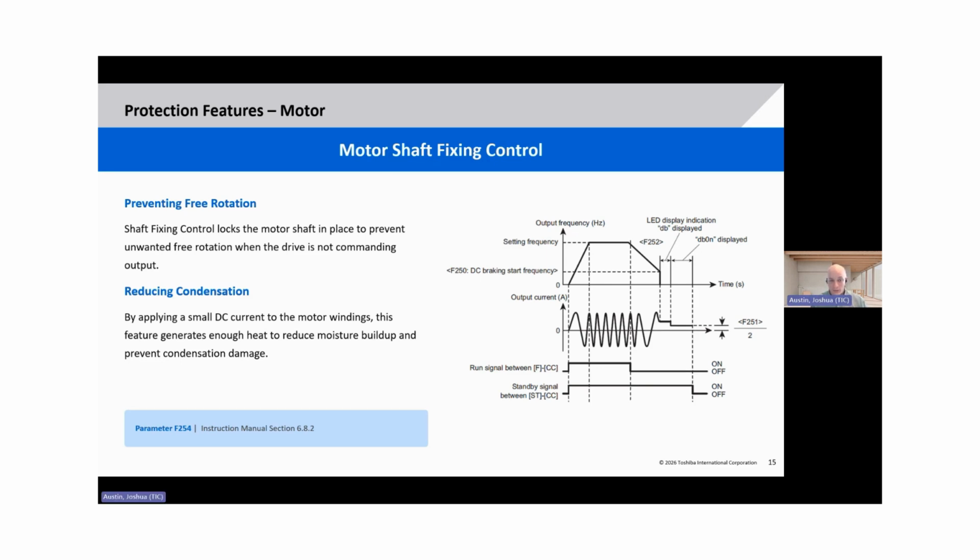If you have a critical application where you're experiencing condensation, we would recommend a motor space heater circuit. But if you just want a redundancy or a backup, you can use this DC voltage applied to the motor windings to generate a small amount of heat to reduce condensation.